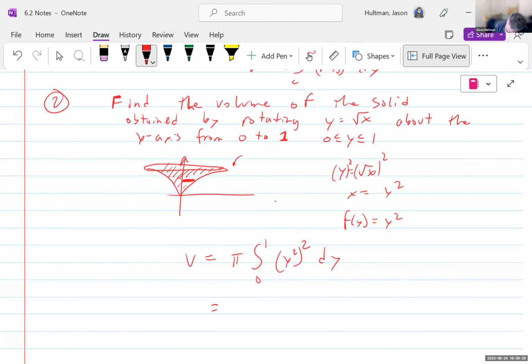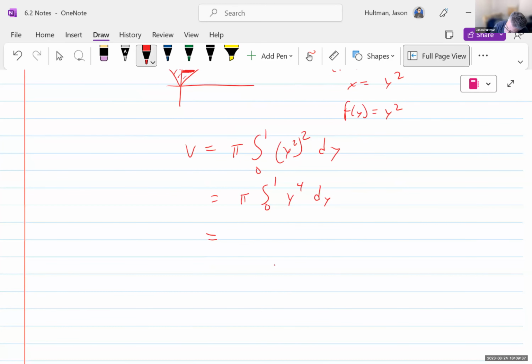Which again is not a real tough integral. 0 to 1 of y to the 4th dy, which is equal to pi times y to the 5th over 5 from 0 to 1. And we plug 1 and 0 in. Pi times 1 to the 5th over 5 minus 0 to the 5th over 5. And so this goes to 0, 1/5 times pi is just pi over 5.